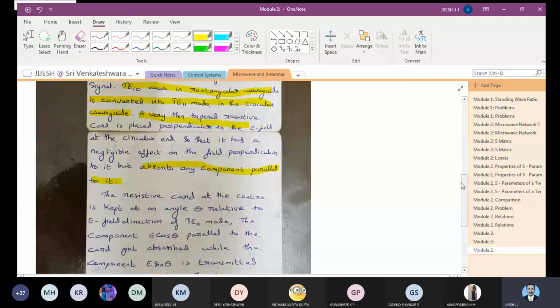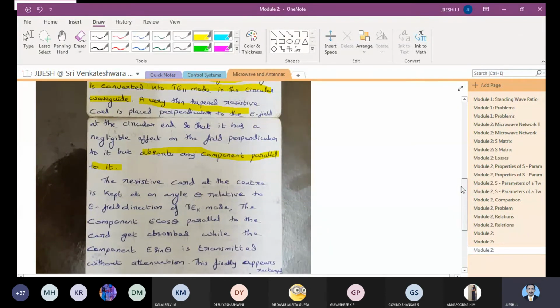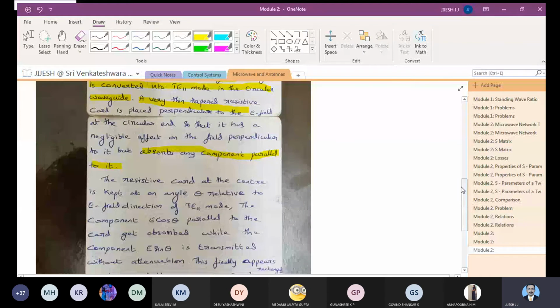So the resistive card at the center is kept at an angle theta relative to the electric field direction of the TE11 mode, and the component E cos theta parallel to the card gets absorbed, while the component E sin theta is transmitted further. The same thing you can just write it. Its explanation is pretty clear, and every point is included, so it is easy for you to understand, and you need to practice those figures you have drawn, to draw them fast in the examinations.